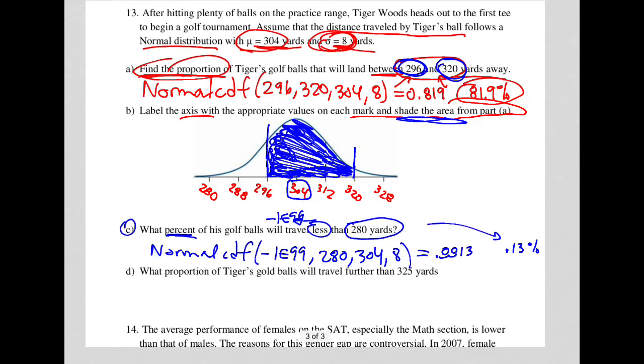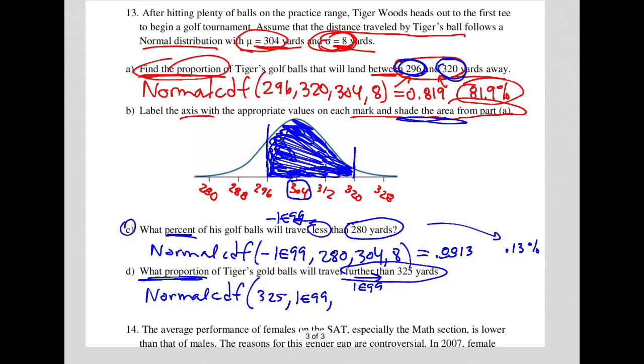All right, so Part D, what proportion? So once again, what proportion? That's one of our P words. We're using normal CDF again. Well, we're trying to figure out when they travel further than 325. So further than would be to the right. So that's our positive infinity. And remember, whenever you use positive infinity, you're putting that as your upper bound. And then your lower bound is the actual value.